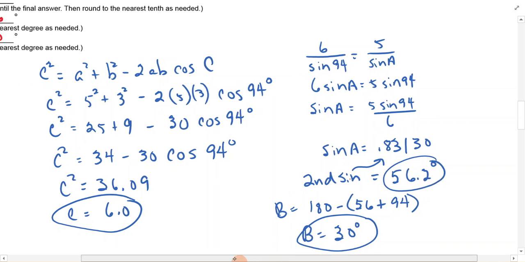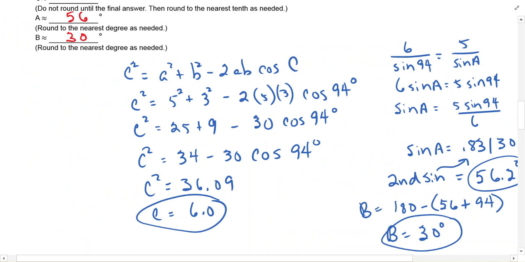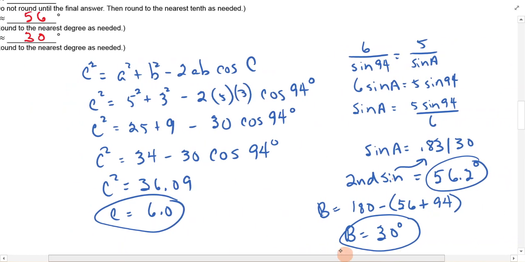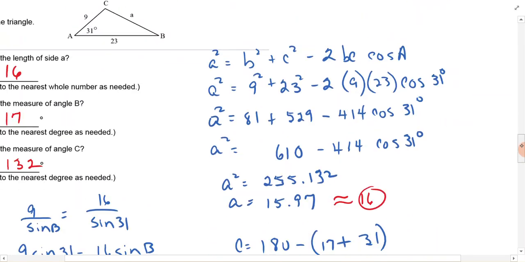And I think they're saying do not round until the final answer, then round to the nearest tenth. That's in this first part. In these, it's the nearest degree, so 56. And then you add 56 and 94, subtract from 180, you get 30. So you're using law of cosines first and then law of sines.